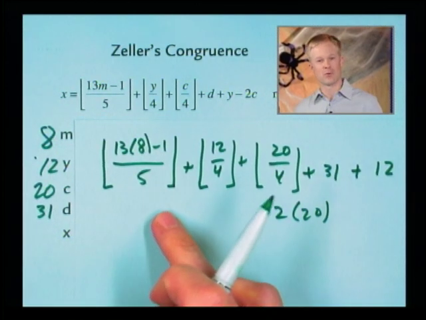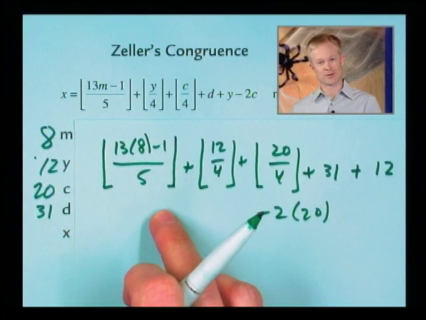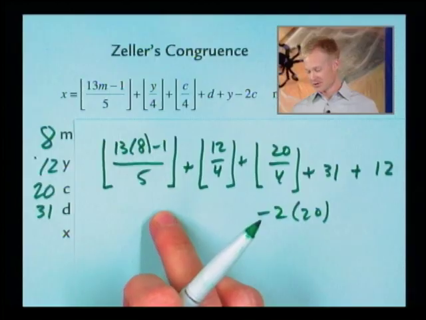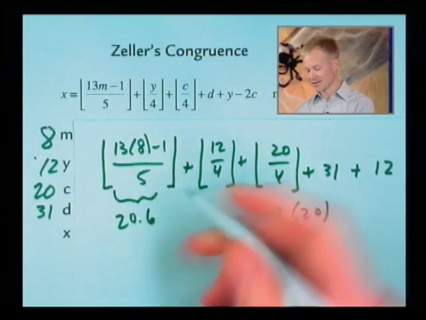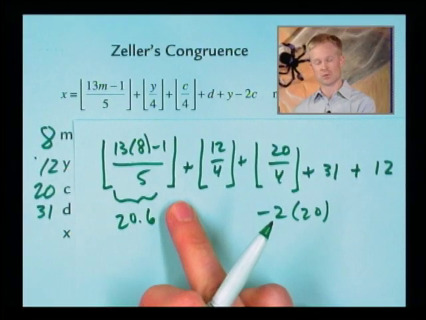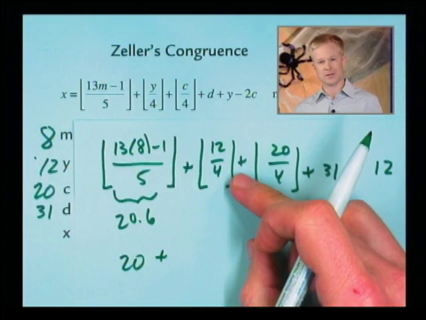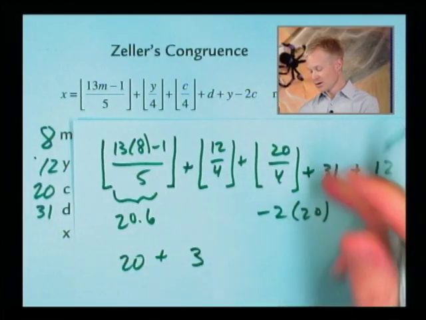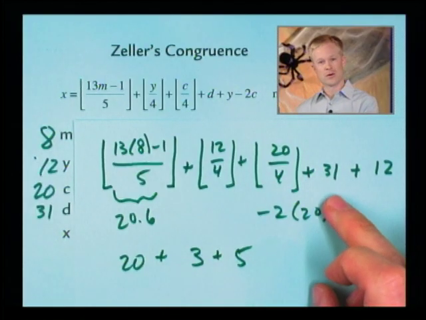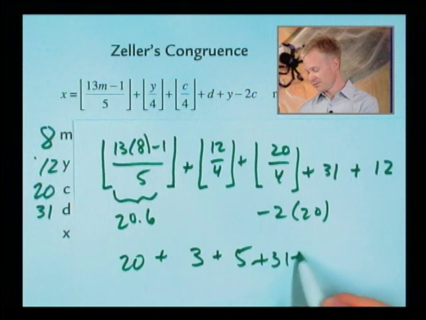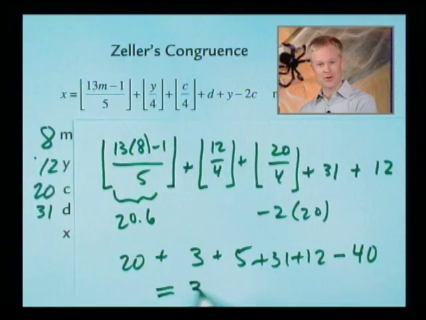So what are these funny looking brackets? This is a special function called the floor function. And all it means is you have to round the number down to the nearest integer. So for example, if you compute out this little fraction here, you get 20.6. So those brackets mean you always round down. So this is going to be 20. All right, 12 over 4 is 3, and it's already rounded, so I don't have to worry about anything with that. 20 over 4 is 5. That's already rounded, so I don't have to worry about that. 31 plus 12, and then minus 40. Okay, so I did this all, and I got 31.